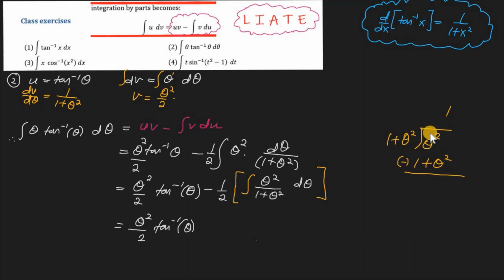This whole set, 0 minus 1, we get minus 1. Theta square minus theta square is 0. So we have a remainder there. Meaning this portion, as we simplify it, becomes 1 minus 1 over 1 plus theta square. This whole set is d theta.